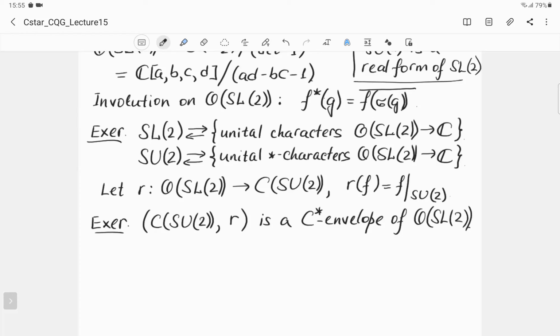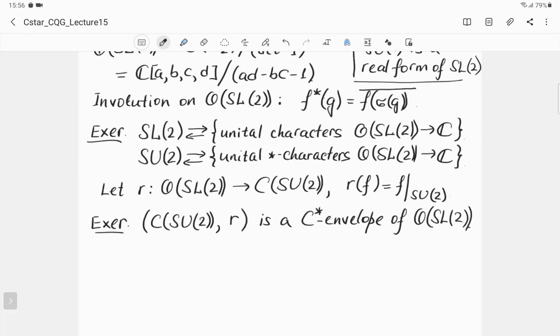So in summary, to get SU2 from SL2, we need two steps. First, we need to define an involution on the algebra of regular functions. And the second step is to take the C-star envelope. Basically, this exercise is equivalent to our first proposition of today's lecture, which gave us the universal property of the continuous functions on SU2.